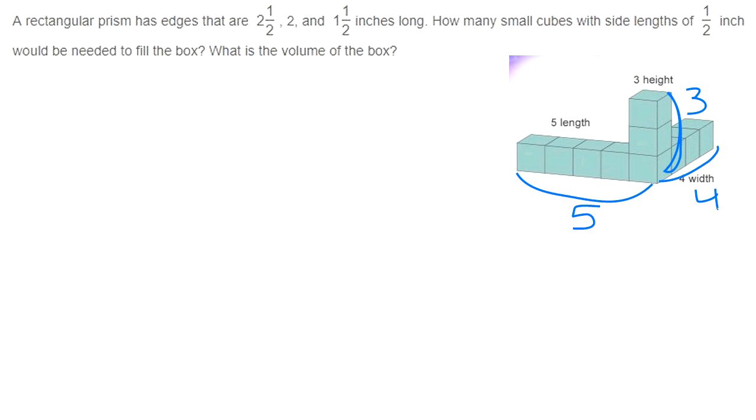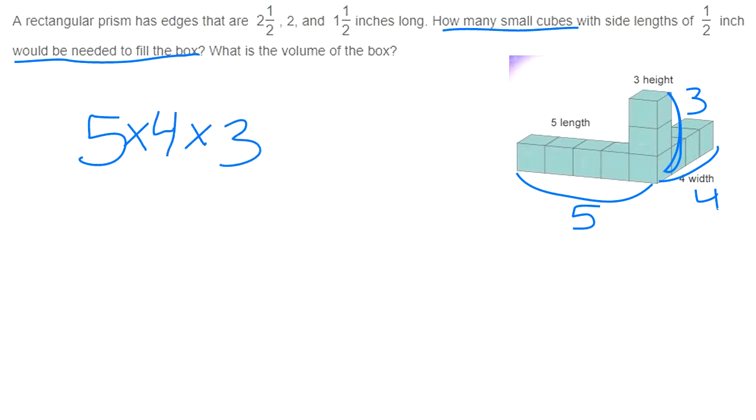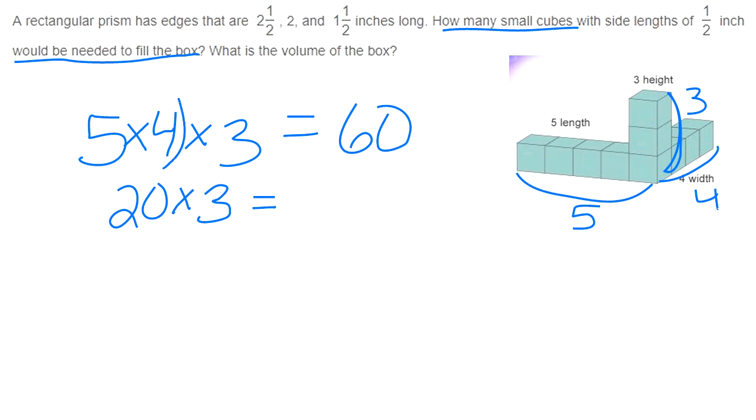So in order to find out your first question, how many small cubes are needed to fill the box, we're going to multiply to find that answer. So we're going to multiply 5 times 4 times 3. Multiply them all. So what is 5 times 4 times 3? Very good. It is 60. And if you need to break it down, you can do 5 times 4 is 20. 20 times 3 is 60. So if you need to break it down, you can, if that helps.